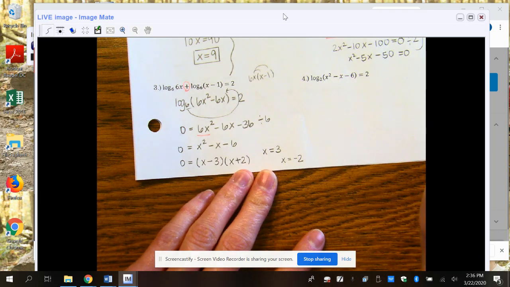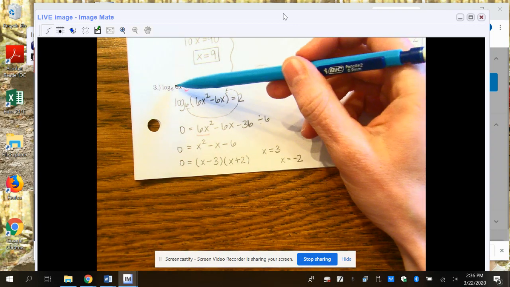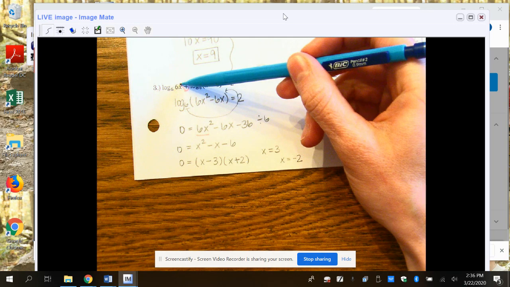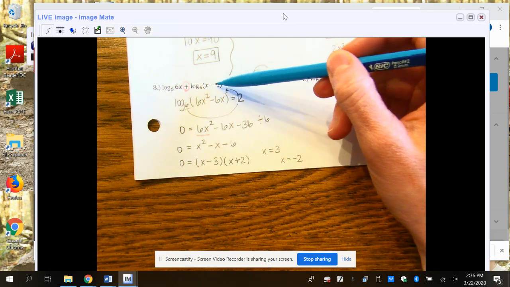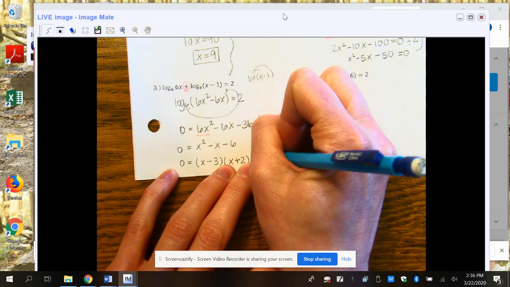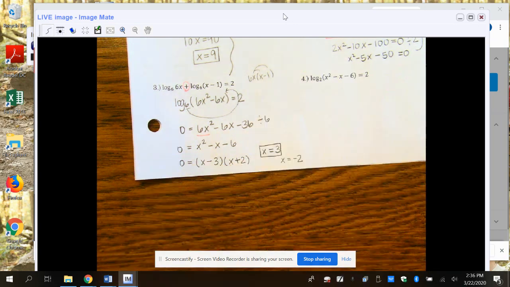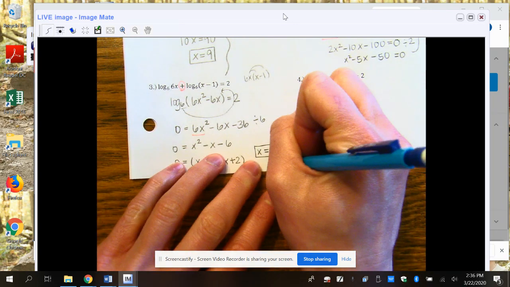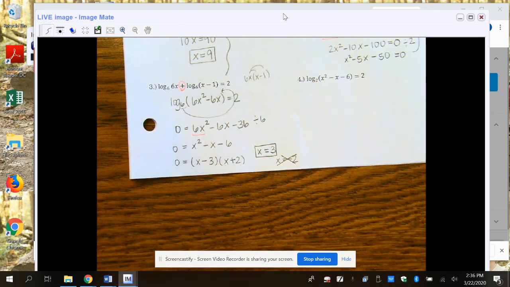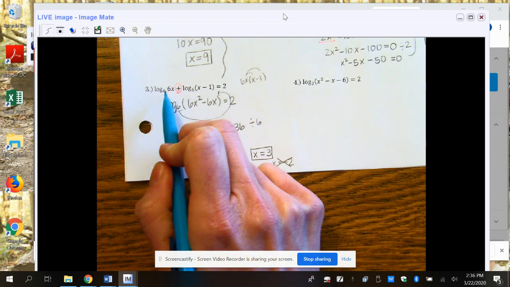Then I plug these back in. 6 times 3 gives me a positive. We're good there. 3 minus 1 gives me a positive. We're good there. So that should work. But when I plug in negative 2, 6 times negative 2 is negative 12. So negative 2 will not work because you cannot raise 6 to a power and get negative 12.